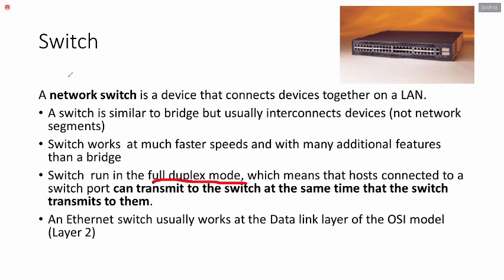Which means, let's say you are a switch and then there is a device here. Somebody sends data and the switch also sends data. This can happen without a problem, right? So we say if the switch runs in full duplex mode, both of them can send data without an issue at the same time. An Ethernet switch usually works at the data link layer, that means layer 2, right? Which means it can understand the layer 2 addresses or the MAC addresses, right?